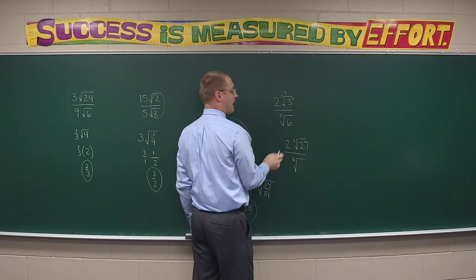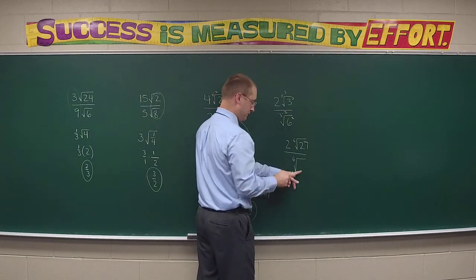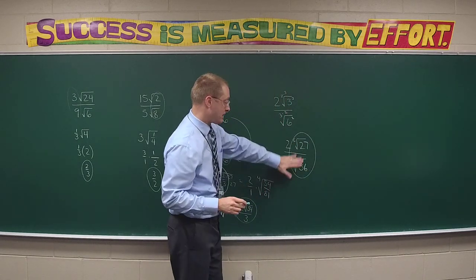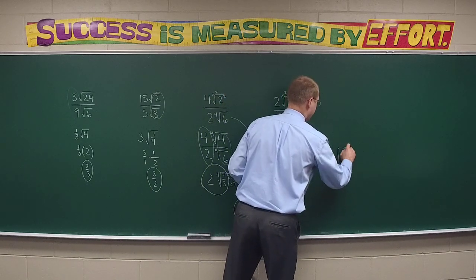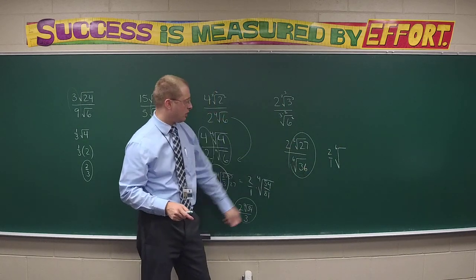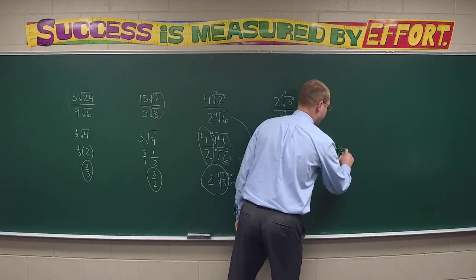Here, I've got to multiply by 2. So what do I do to the radicand, class? Square it to get? 36. I can reduce the 27/36. Of course, 2 is still just going to be a 2 over 1. What is 27/36ths reduced to? Anyone? We can reduce down to get 3 fourths.